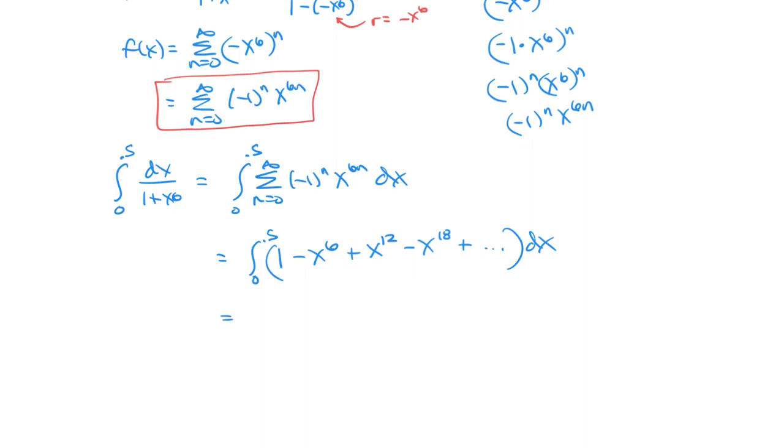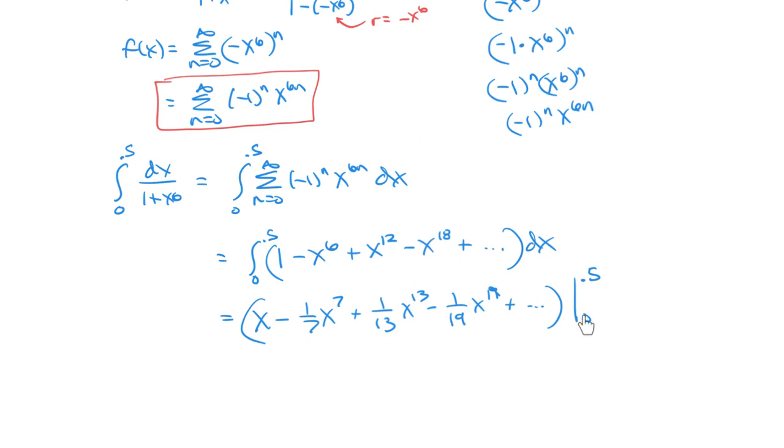So now I integrate. The antiderivative of 1 is x. Then I just use the power rule. This goes up by 1 to 7, then I divide by 7. This goes up by 1 to 13, then I divide by 13. So I get plus 1/13 x to the 13th, minus 1/19 x to the 19th, plus dot, dot, dot. Then this is evaluated from 0 to 0.5.